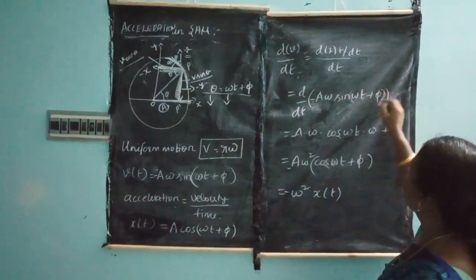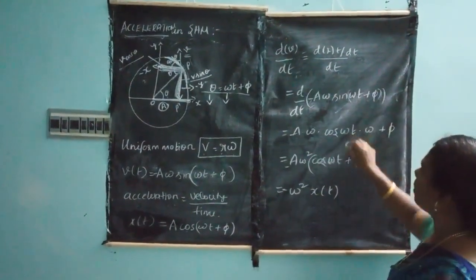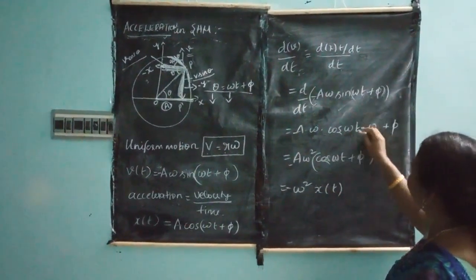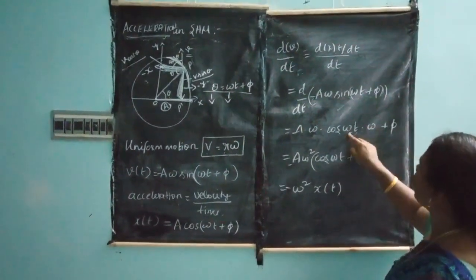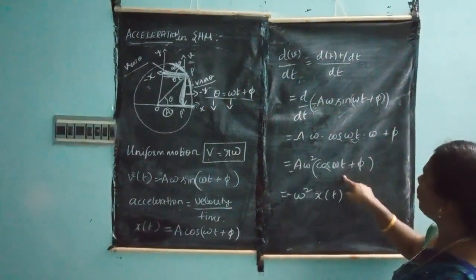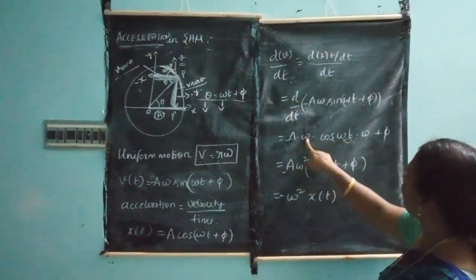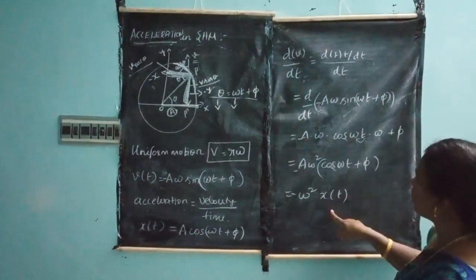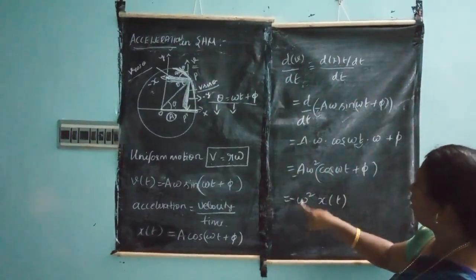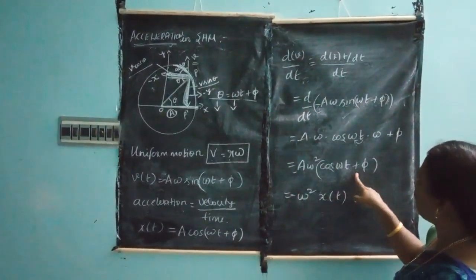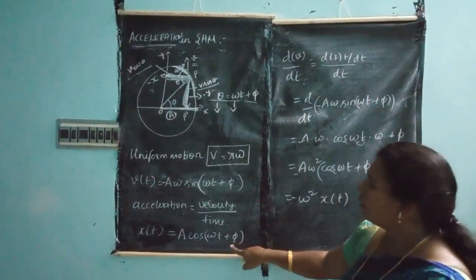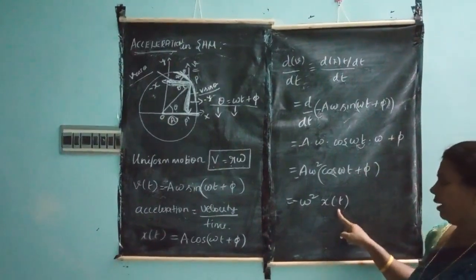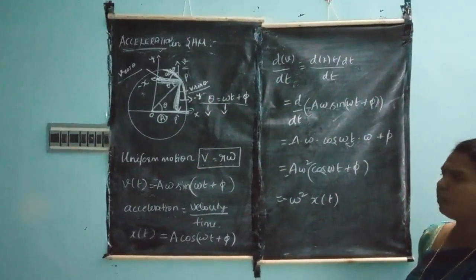When I differentiate sin theta, I get cos theta. Therefore cos(omega t plus phi). With respect to t, again differentiating, you get one more omega. Therefore you write minus a omega into omega, which is minus omega square a cos(omega t plus phi). You know that a cos(omega t plus phi) is the displacement along the x-axis, so I denote it x of t. So this is the acceleration in simple harmonic motion.